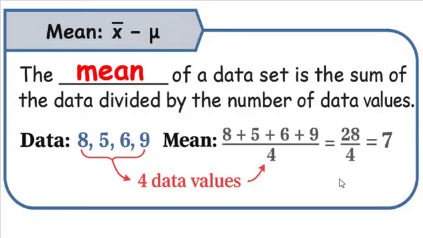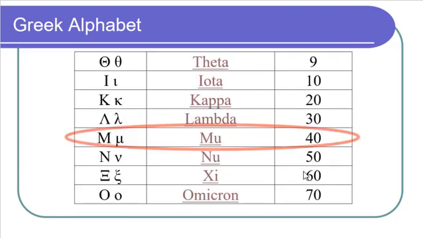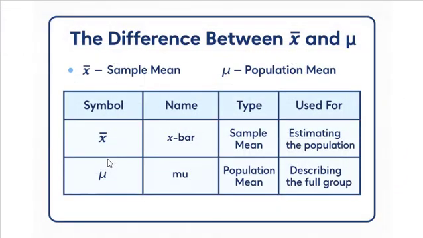The mean of a data set is the sum of the data divided by the number of data values. In this case, we have 4 data values, so we're dividing by 4. There are 2 symbols we use for mean. One is a Greek letter, mu, and the other one is x bar. The difference is that x bar is a sample mean, an estimate of the population, while mu is the population mean, describing the full group.